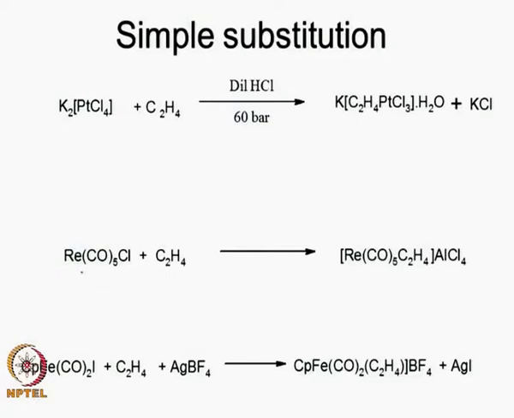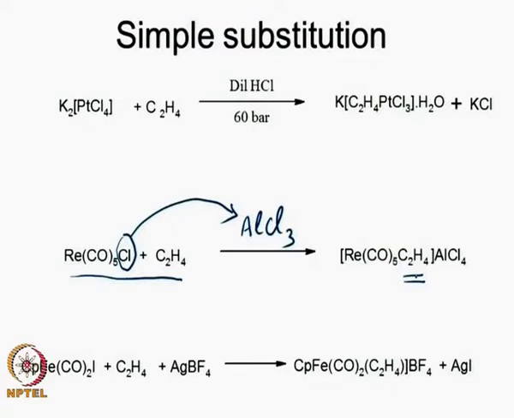You notice that rhenium is again interacting with an ethylene molecule, and in this instance what has happened is AlCl3 in the reaction medium has grabbed this chloride ion. So, this chloride ion has been grabbed by the aluminum. In the process, a Re(CO)5+ moiety has been formed. A Re(CO)5+ moiety will be coordinatively unsaturated, and it grabs the ethylene and forms an ethylene complex, and the counter ion is now AlCl4-.